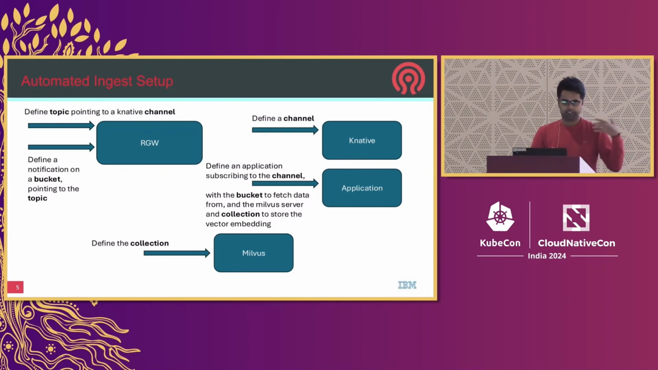Basically, first, if there is no collection, which is kind of a table in the vectordb or Milvus, it will create the collection, and it will upload the data. When the upload is happening, it will create a vector, and it will store it in the Milvus database. Okay.